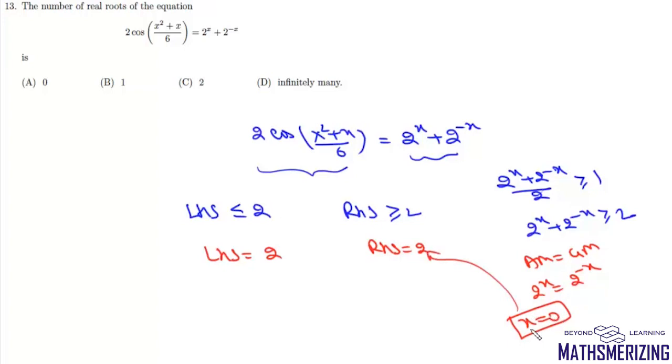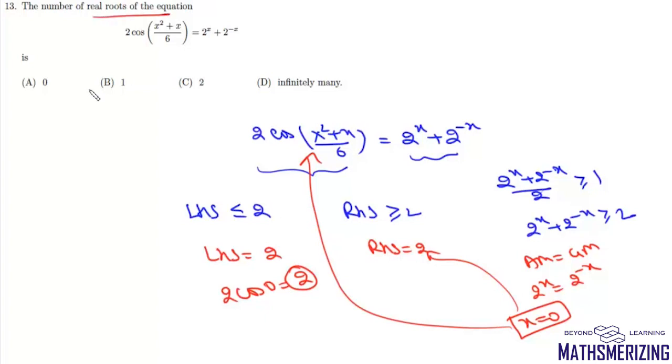Now we need to find whether left hand side is 2 simultaneously for the same value of x. Now we'll put x as 0 here. We'll get 2 and then it'll be cos 0, and cos 0 is 1. So left hand side is also 2. So there is only one solution possible to this equation. So number of real roots of this equation is simply 1 and that's your option number B.